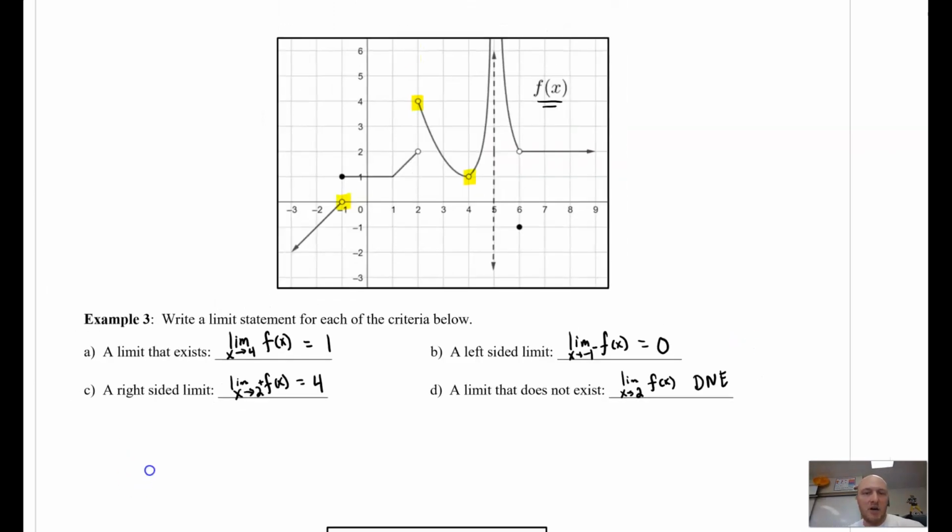Okay. Another one that does not exist as well would be right here at 5. This limit does not exist. And that is because the left and the right side will never meet. You just have function values that are going straight up. This is another type of discontinuity that we have kind of talked about. It's a vertical asymptote. And so we would also say the limit as x approaches 5 does not exist.